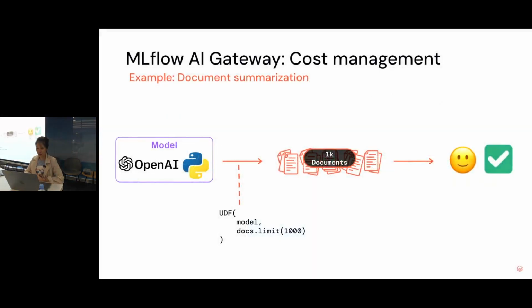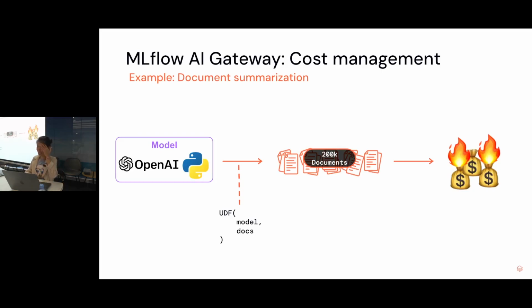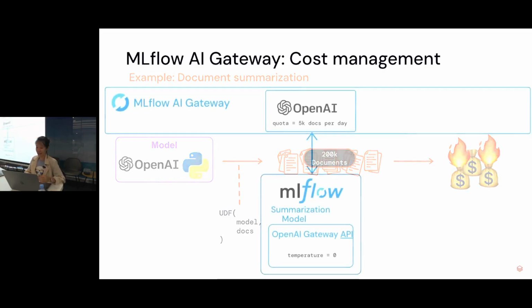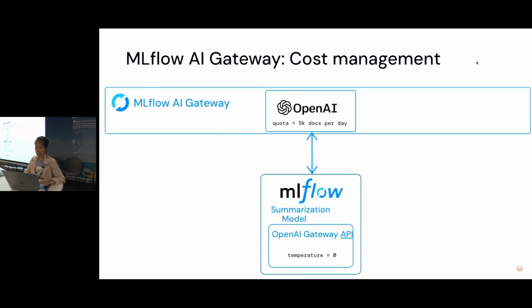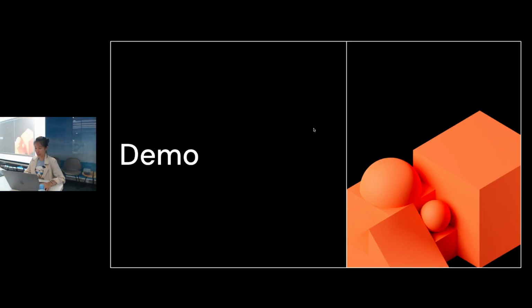This is an example of document summarization. Say you're using OpenAI and you pass 200K documents to it without any cost limiting mechanism. This will maybe run overnight, and that will be very expensive. So ideally, you can set a quota of 5,000 documents a day so that you don't exceed your budget.